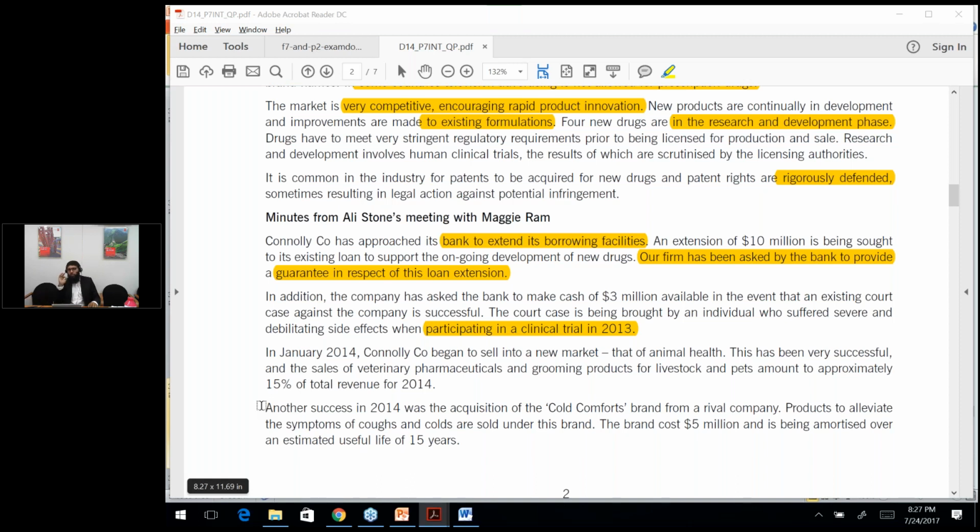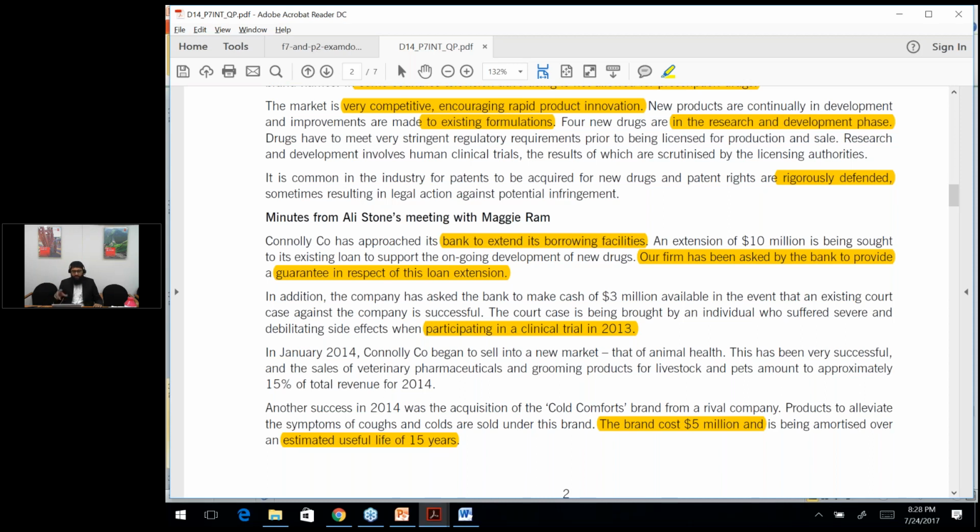Now you see, you need to think what could go wrong with the financial statements. If it says that the entity acquired the Cold Comfort brand name, and the brand cost 5 million and is being amortized over the estimated life of 15 years, what does this mean? There is actually a risk: who actually told them that the brand would have a life of 15 years? The brand might have a life of 5 years. If the brand has a life of 5 years, that means 5 divided by 5, $1 amortization to be charged every year. But you are charging 5 divided by 15.